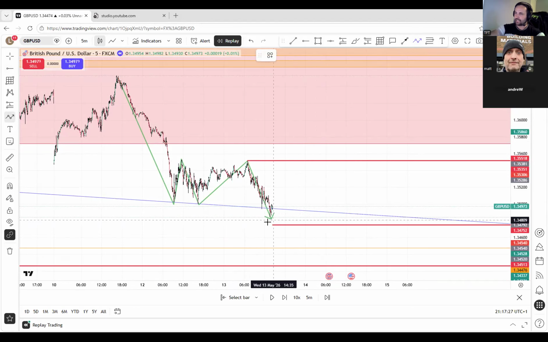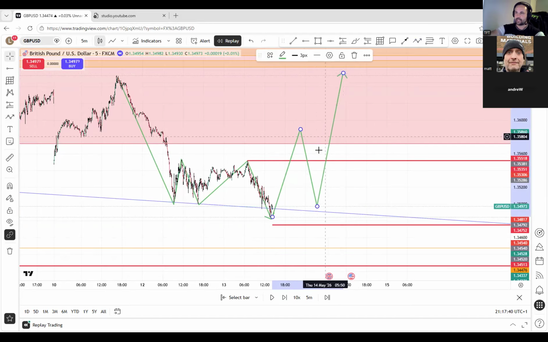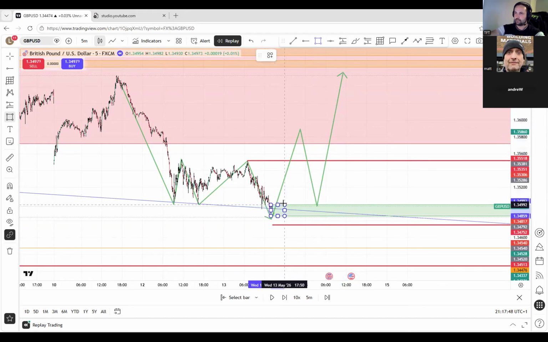I don't know if this is the low, but let's assume it's there or thereabouts, because I don't know how much further down it will come or not. So if it takes that high, it's going to do this, and then make a new high. So if it takes the high, then we would pick an entry zone somewhere down here.